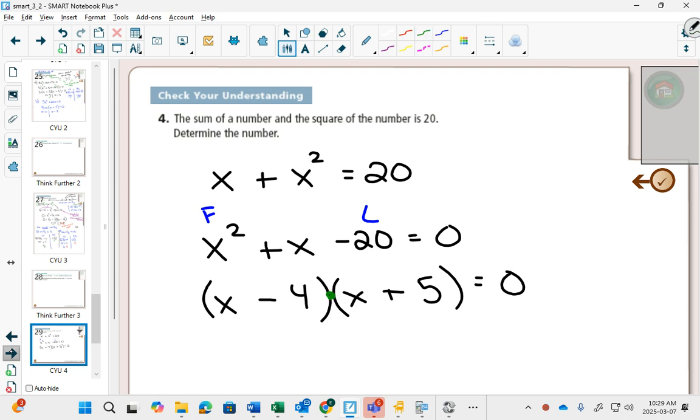So the zero product property says, well, if two things are multiplied and they're equal to 0, either the first one has to be 0, in which case x would have to be a 4. Or the second one could be 0, in which case x would have to be a negative 5.